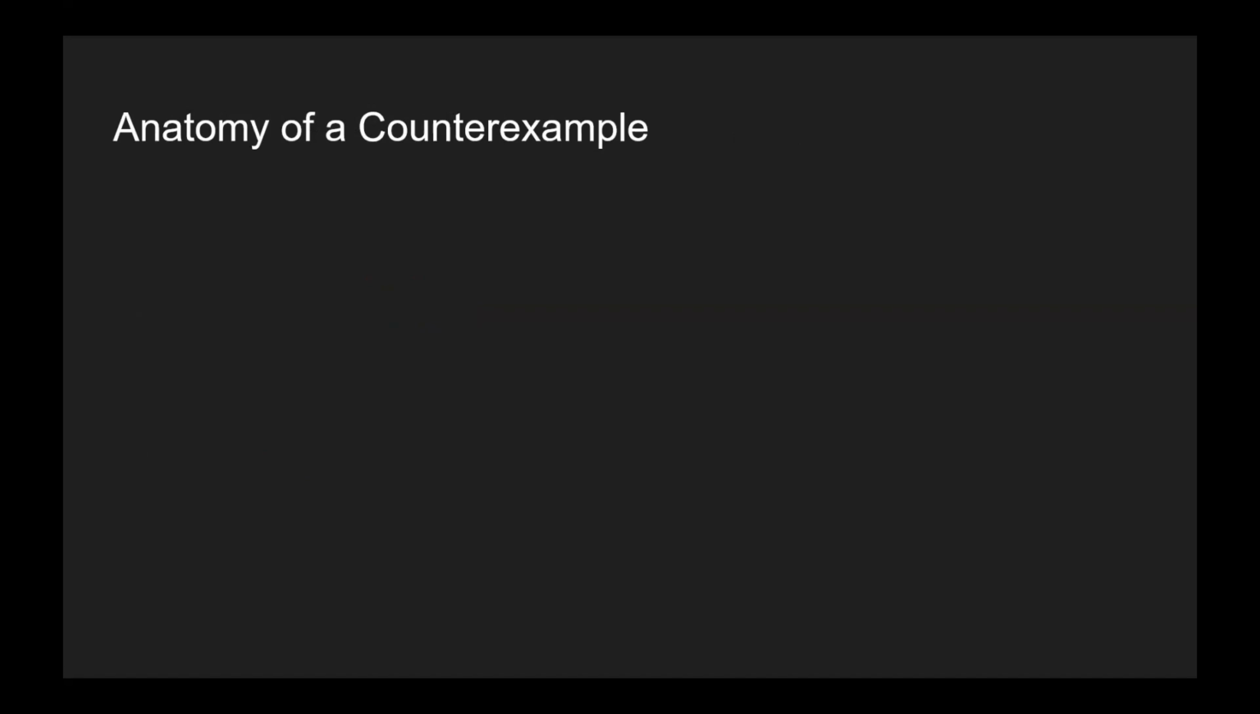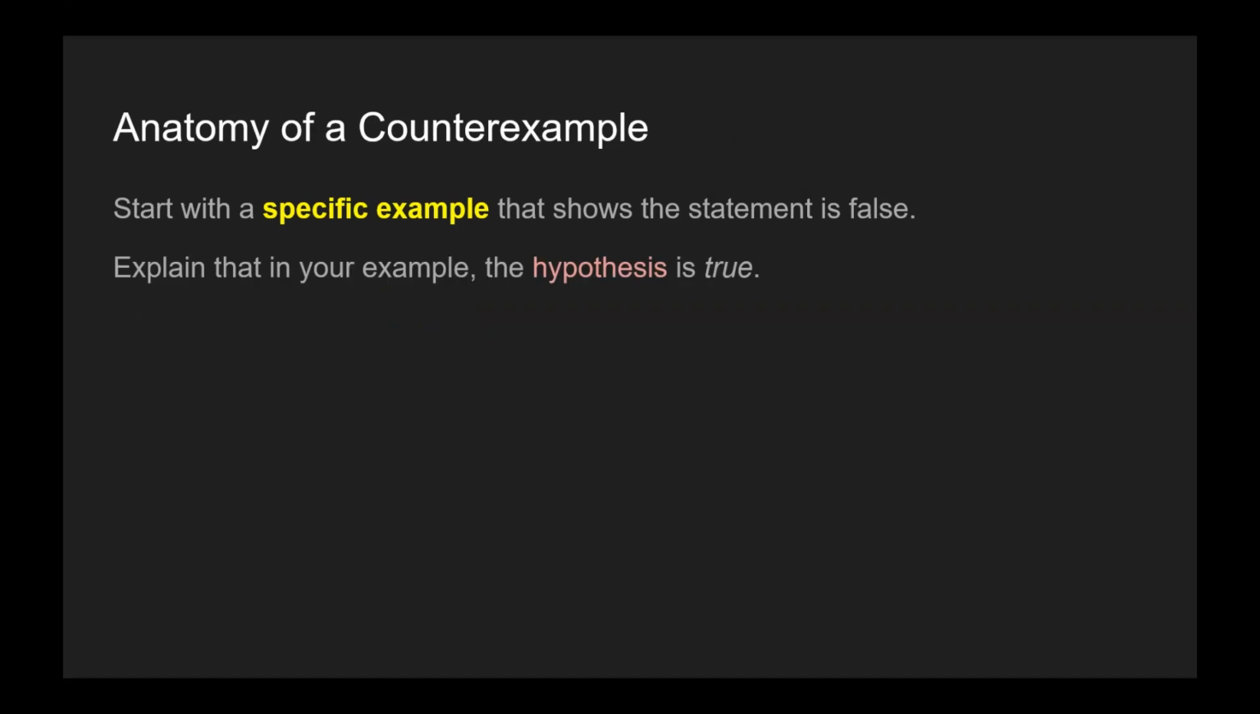So the anatomy of a counterexample: you always start with a specific example that shows the statement is false. Here, that specific example was today. You then explain that in your example, the hypothesis is true. So that's the part where we said, we are in math class. Today, in the specific example, the hypothesis of we are in math class is true because we are in math class. You then explain that in your example, the conclusion is false.